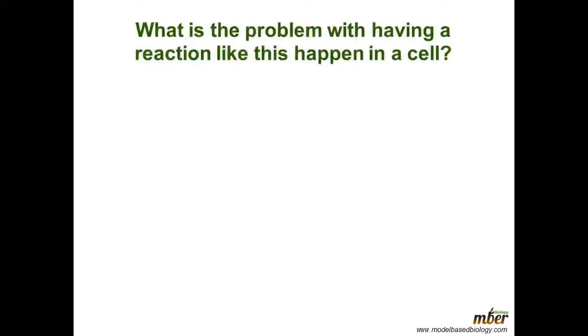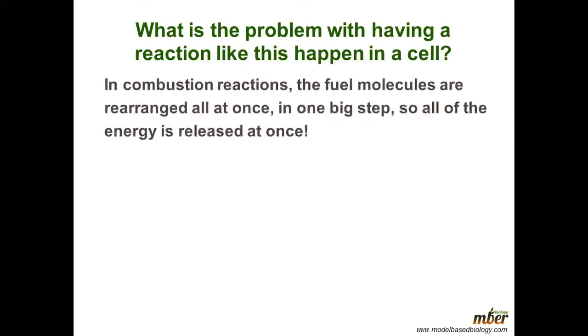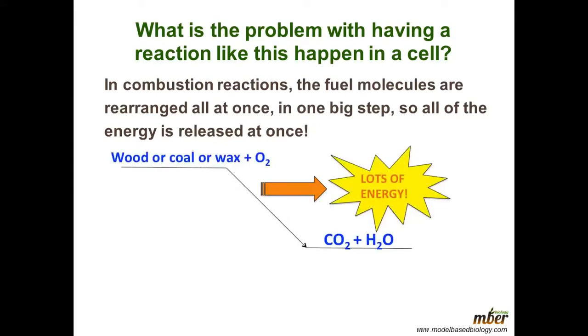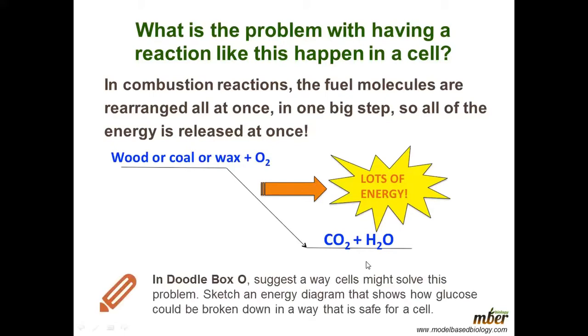So here's our answer to our question. Let's see if you got it. So what is the problem with having a reaction like this happen in a cell? Well, in combustion reactions, the fuel molecules are rearranged all at once. One big step. Poof. So all of that energy is released at once. So here we have our wood, coal, wax plus oxygen. Big release of energy, and it's broken down.